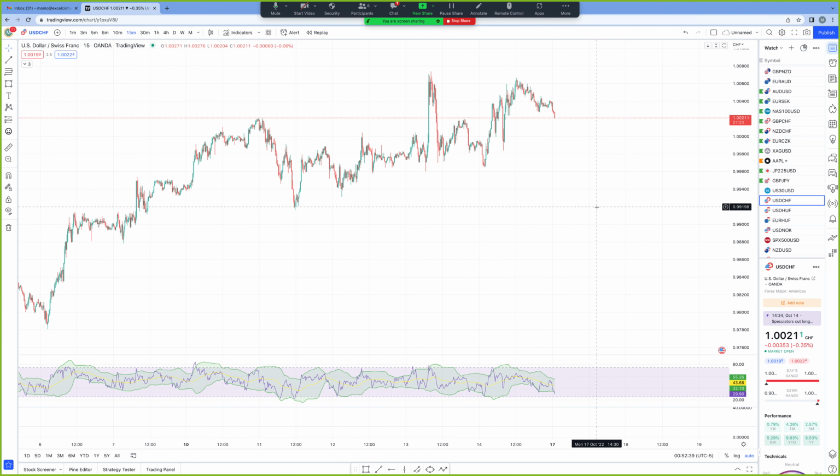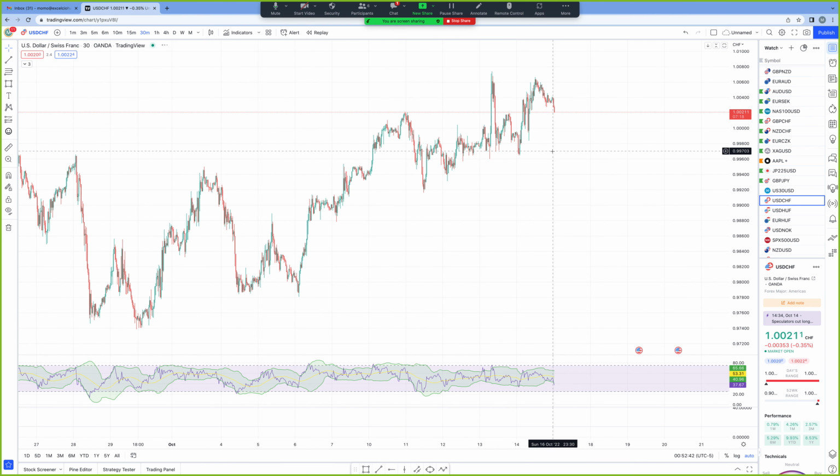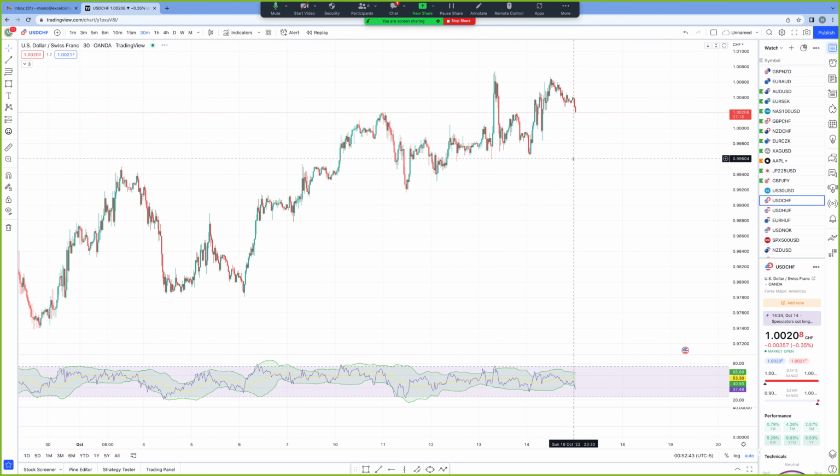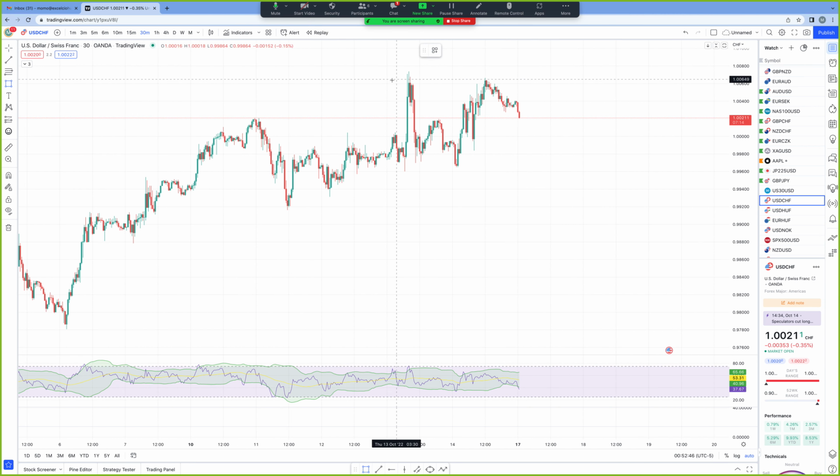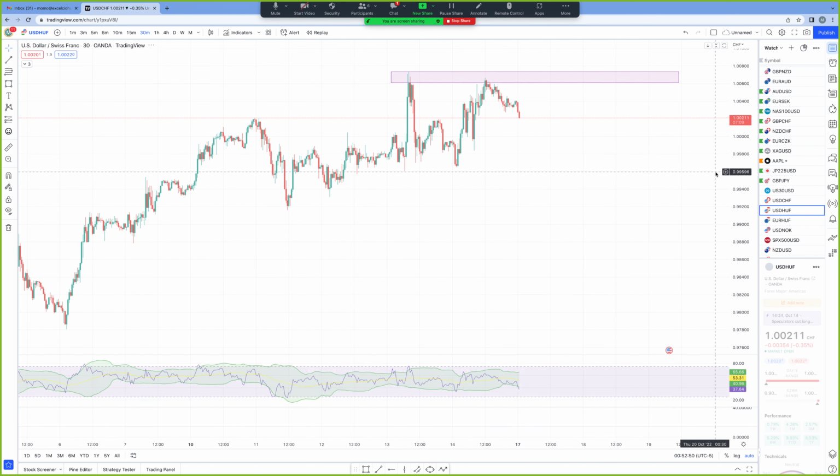USD CHF, nothing too clear here as well. It's about a chop, but we have a nice zone here, nice resistance. Wait for price to break that.